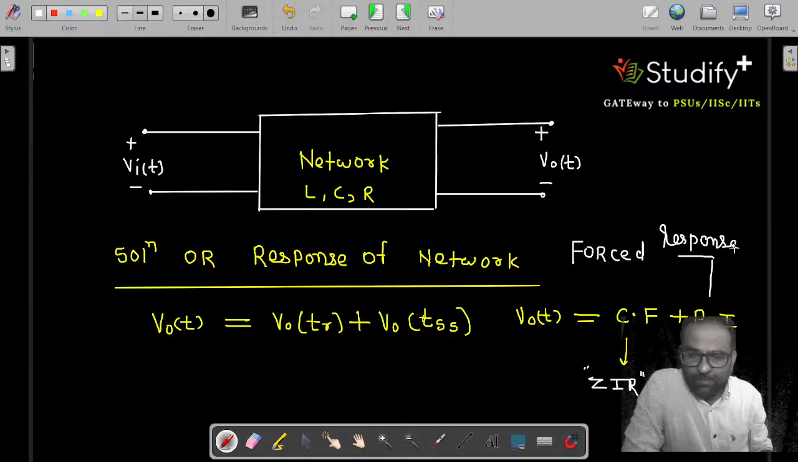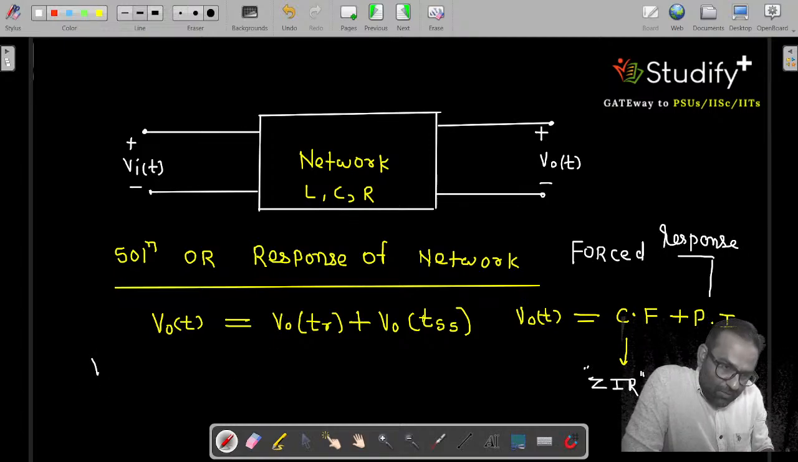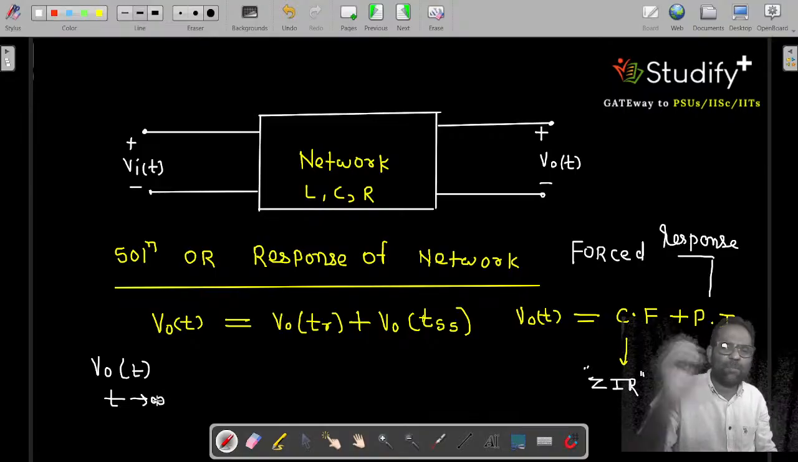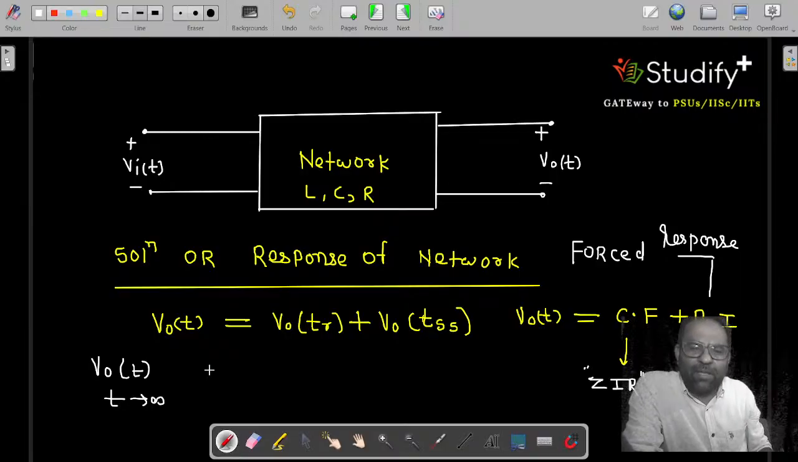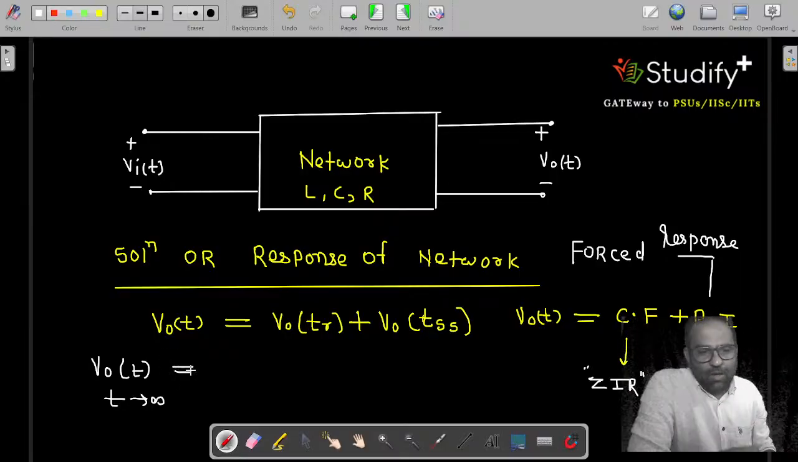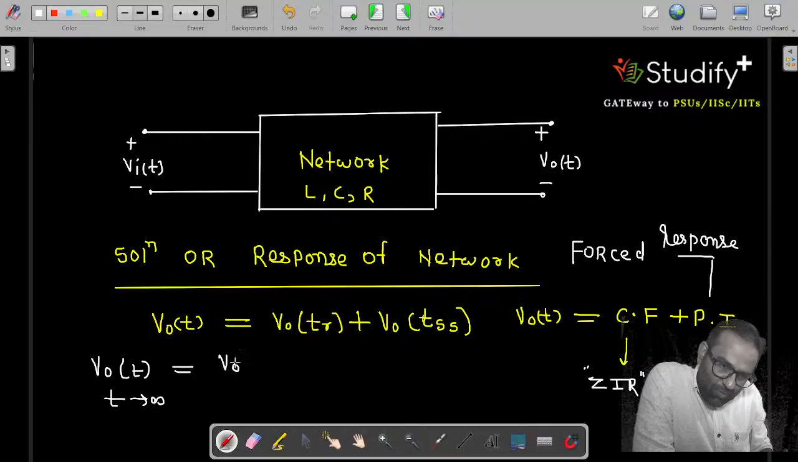We call this response a forced response. So what we can say is V output of t when t is approaching infinity. Steady state means a long time. For a capacitor, it may be in microseconds or seconds, but we call this a steady state. So V output of t when t approaches infinity is known as V output steady state.